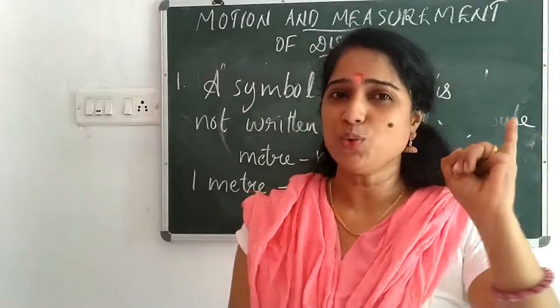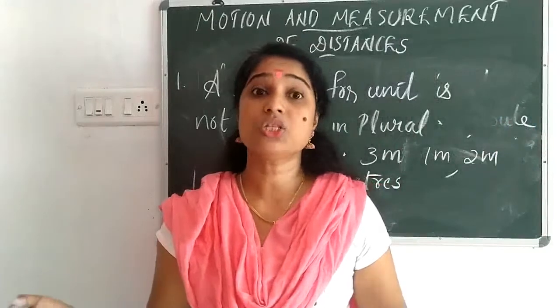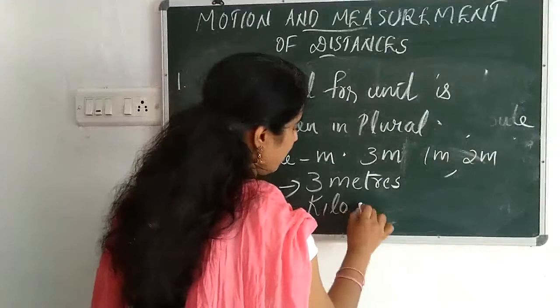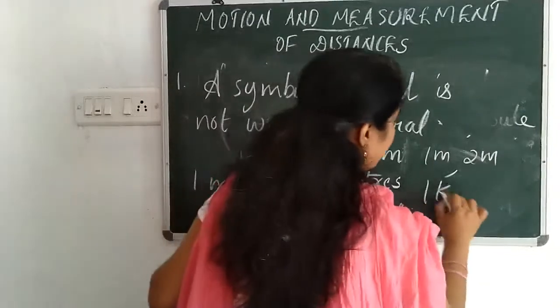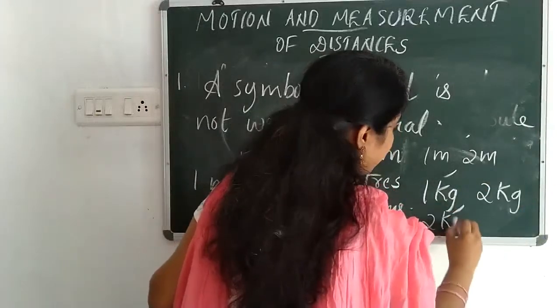1 meter, 2 meters. Okay, 1 kilogram, 3 kilograms. Not only meter, kilograms also. 1 kilogram, 2 kg. But when writing the full form, how is it?